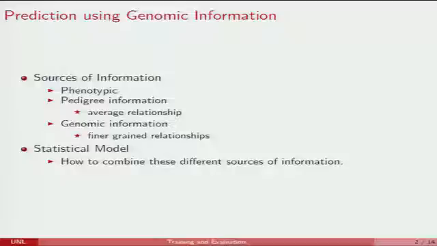If we take a look at our sources of information, we have phenotypic and pedigree information, which is the traditional source for predicting an animal's genetic merit. Pedigree information really provides the average relationship between animals. What's becoming more and more common is more genomic information coming in. One way to look at it is that it gives us a finer grain relationship in terms of how animals are interrelated to each other.